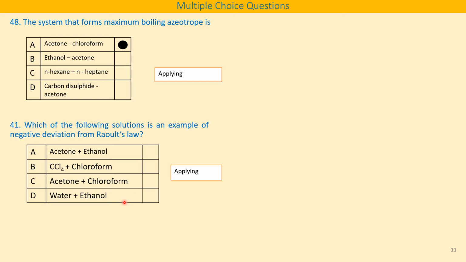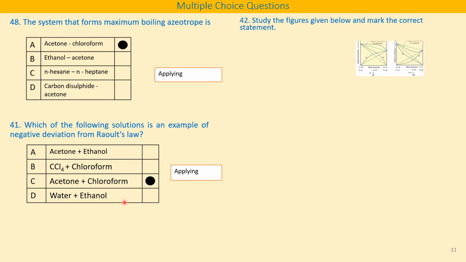CH3COCH3 plus CHCl3 is an example of a solution showing negative deviation from Raoult's law, since A-B attractions, that is acetone-chloroform, are more than A-A, that is acetone-acetone, and B-B, chloroform-chloroform attractions. Hence, option C is the correct answer. Please mark it. Next question.